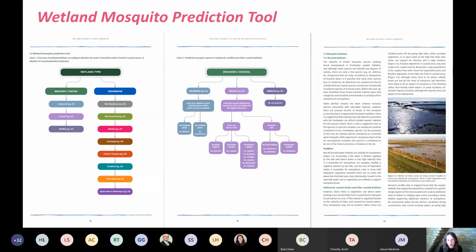They're not cast iron guarantees, of course. I think there's always going to be a few situations where something comes from left field and perhaps you have a species there that wasn't expected. And of course, just because a habitat is suitable for mosquitoes, it doesn't necessarily mean that those mosquitoes would be present.